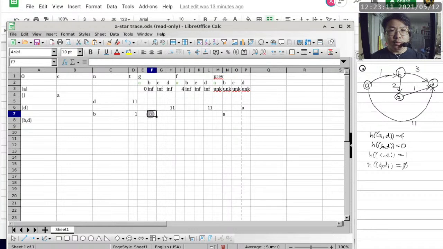G of B is going to be the same as T, which is 1. And then the F value, this time it is more meaningful, because the F value of B is asking, what is the optimistic estimate of the length of the shortest path from vertex A through vertex B to vertex D? So that's based on the heuristic function here. So the heuristic value of BD turns out to be 0. So F of B is also updated to 1 at this point. Do we have any questions?